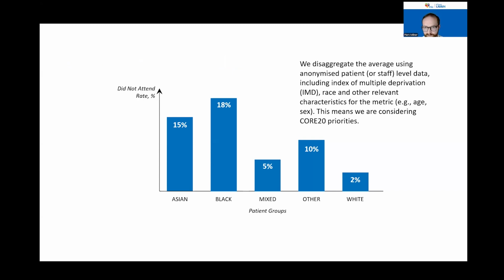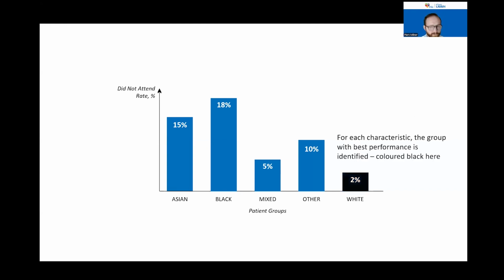We've got white down at the 2% DNA rate. We want that to be lower to be better. And we've got black all the way up at 18% or so. So if we go to the next slide, one of the first things that we do is define our reference group. We identify the group that has the best performance, coloured in black here. In this case, this is our white patients who have the lowest DNA rate.